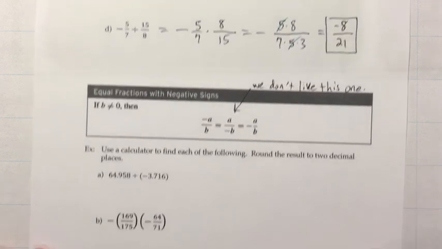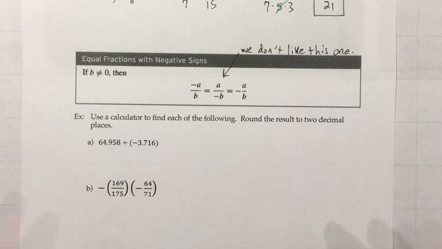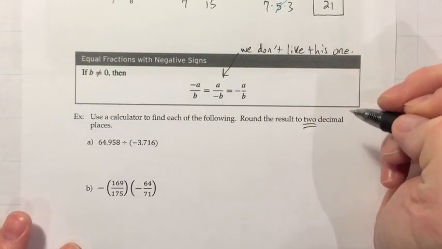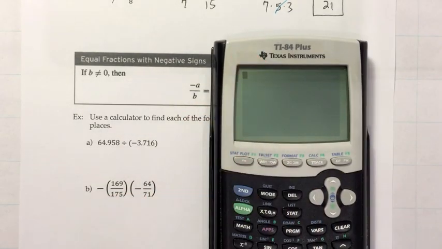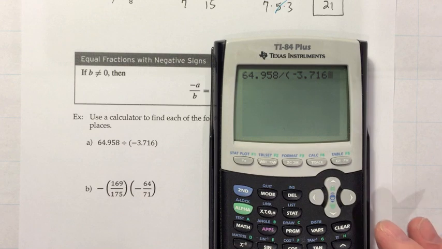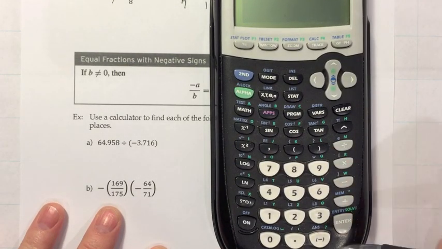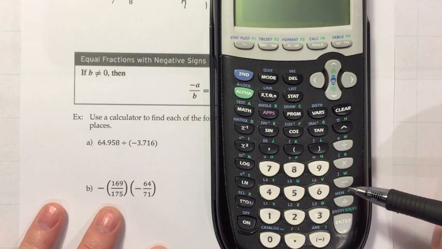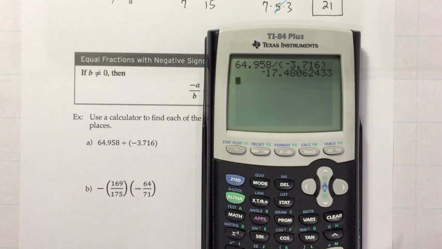All right, and then just finishing this off, they have a couple where they want us to use the calculator to work these out and then write our answer to 2 decimal places. So on problems like this, pure calculator problem, we just need to enter these in. So 64.958 divided by negative 3.716. I will point out on the calculator when I do the negative, I'm using this negative key right here as opposed to the subtraction key. And then I can just press enter and I get my answer.